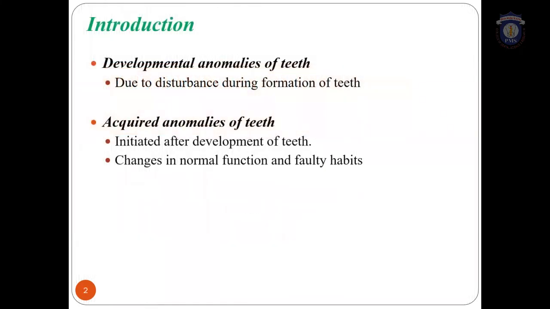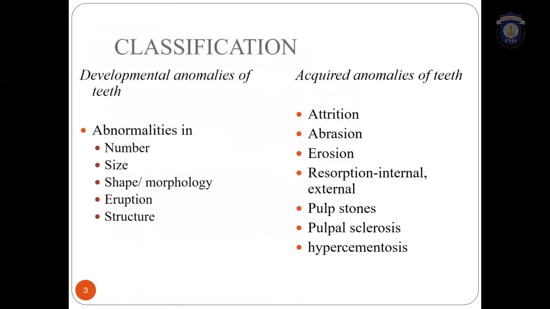Developmental disturbances of teeth can be classified into developmental anomalies, which occur due to disturbance during formation of teeth, or acquired anomalies of teeth, which are initiated after the development of teeth or due to changes in normal function and faulty habits. As I said, the developmental disturbance can be due to developmental anomalies or due to acquired anomalies.